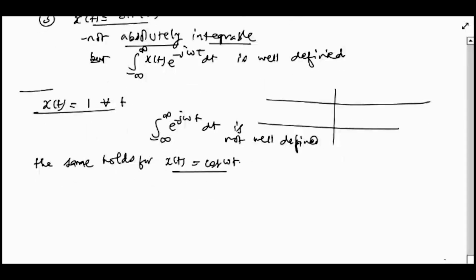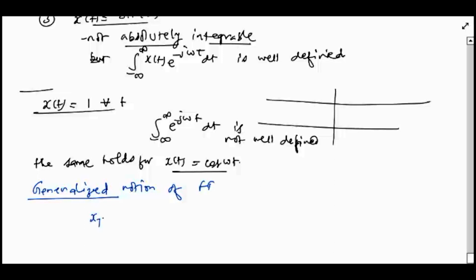It turns out that in this case we can appeal to a more generalized notion of the Fourier transform, and that is what I'll explain now via an example. So this is what we are going to see: a generalized notion of the Fourier transform that doesn't necessarily require the Fourier transform integral to exist.